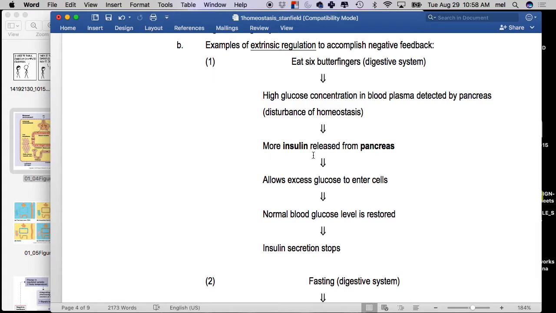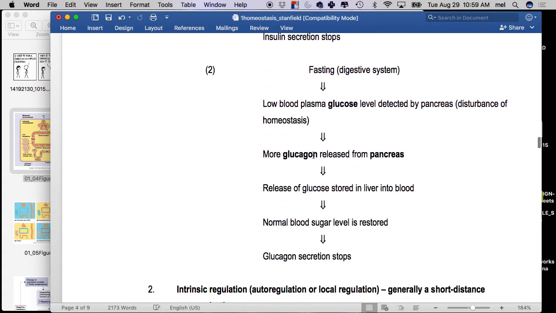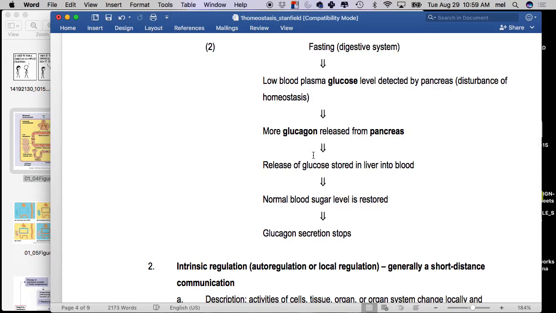Does that make sense? Okay, so I just want to give you the opposite example so that you don't think that this is negative feedback because the glucose level went down, because that's not why it's negative feedback. So let's talk about fasting, because this is another example.